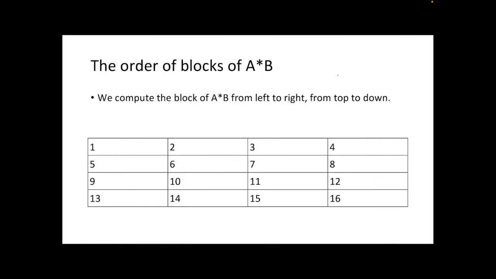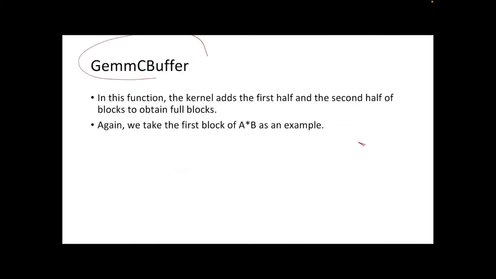Okay, so this is the order of blocks of A times B, and it is from left to right and from top to down. And the input of the C buffer is the first half and the second half, and here we'll add them up into the complete block.